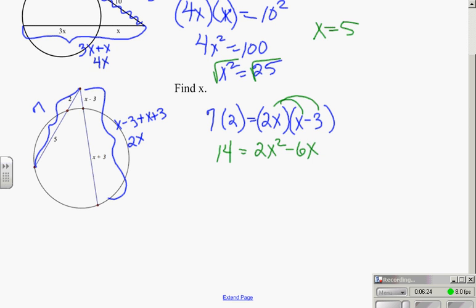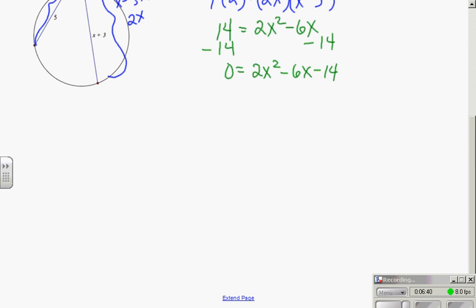Distributive property over here. 14 is equal to 2x squared minus 6x. When I have an x squared and an x, the only way I know how to solve it is to subtract 14 from both sides and use the quadratic formula.